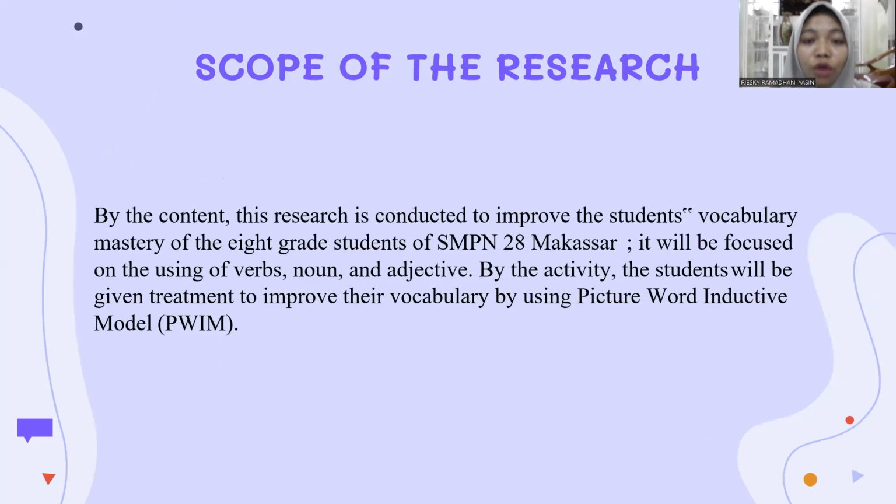Next is scope of the research. By the content, this research is conducted to improve the vocabulary mastery of the 8th grade students of SMP Negeri 28 Makassar. It will be focused on the use of verbs, nouns, and adjectives. By the activity, the students will be given treatment to improve their vocabulary by using picture word inductive model, or PWIM.